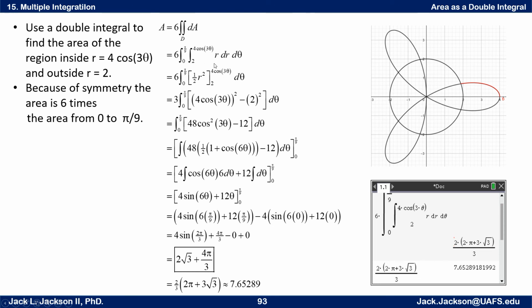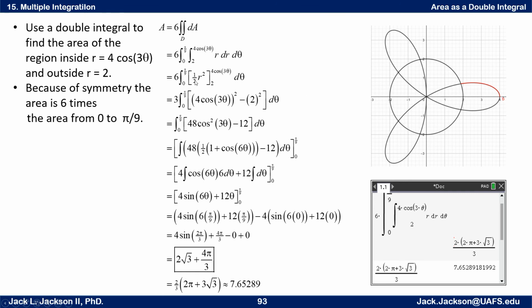So there we go. Notice what happens when you integrate r, you get 1/2 r squared, and we're going to evaluate it from the bottom, the inside curve, to the outside curve. So this is 4 cosine of 3 theta squared minus 2 squared. If you look at it, that's how we set it up a couple videos back, where we integrated the area between two curves, just like this. It's 1/2 big R squared minus little r squared, big R being the r on the outer curve, little r being the r on the inner curve.